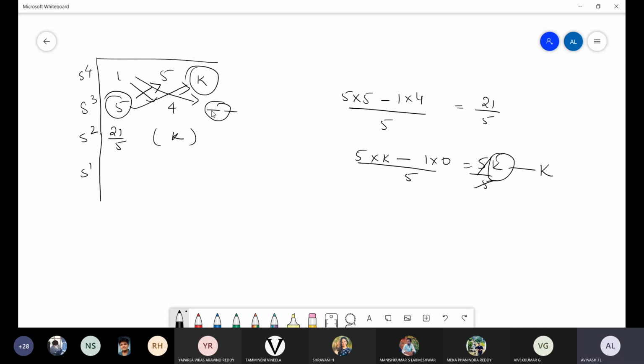So next we can go for s to the power of 1. So s to the power of 1 is 84 by 5, because we are considering the previous thing, that is 84. So 21 divided by 5 into 4 minus 5 into k. So 84 divided by 5 minus 5k, divided by 21 divided by 5, you will get. After that, s to the power of 0, if you take, you will get k. Just to see whether all of you get the same answer or not, can anyone please verify and tell me?